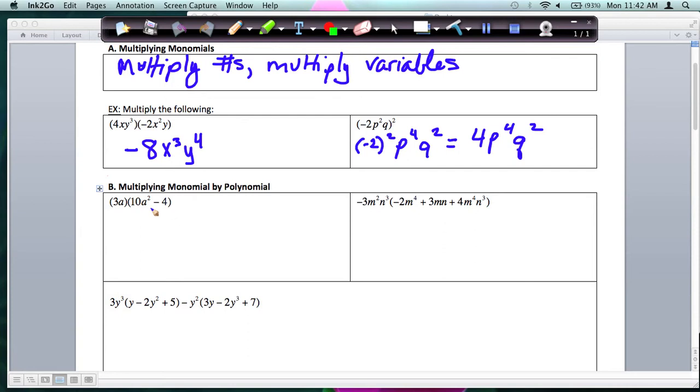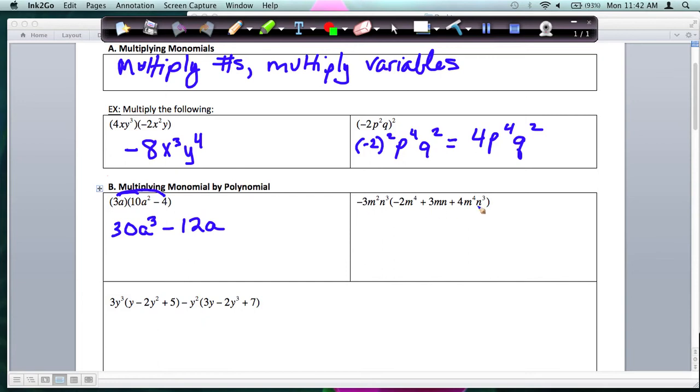Now when you're multiplying a monomial, so one term, by a polynomial, basically what you need to do is distribute that monomial through your parentheses. So everything in the parentheses needs to be multiplied by 3a. So I'll start with 3a times 10a squared. So that's 30. A times a squared is a cubed. 3a times negative 4 is negative 12a.